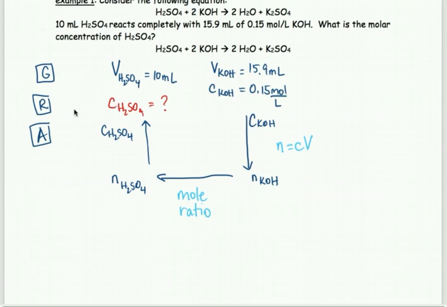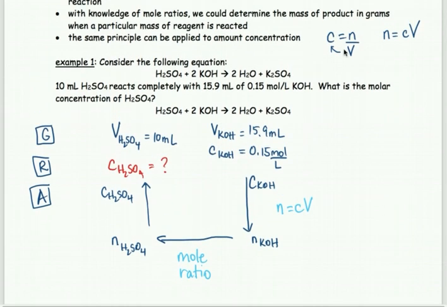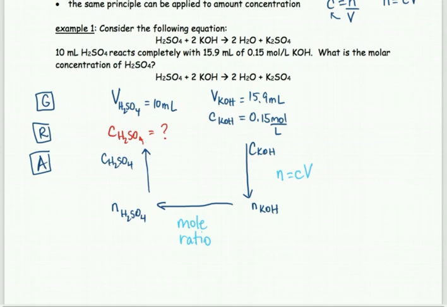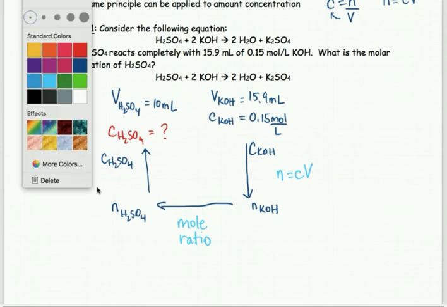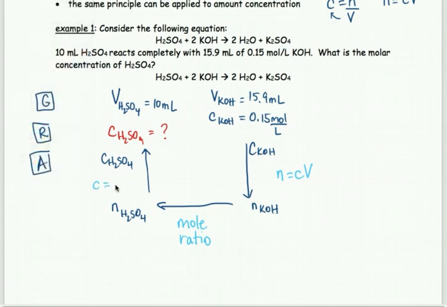So our plan is separate from our given and required steps. And again, to get from here to here, to find concentration, we need this formula right here. So let's write that in. We're going to have C equals n over V, like that.